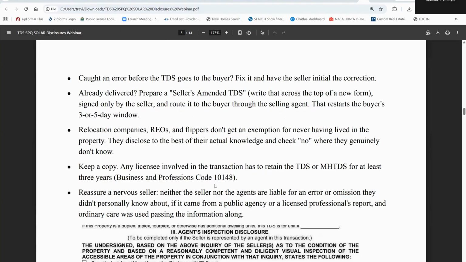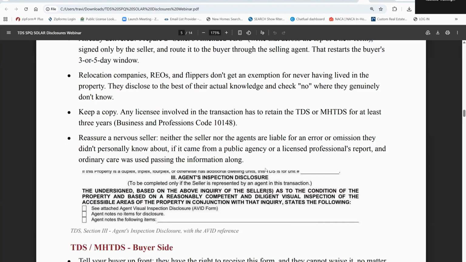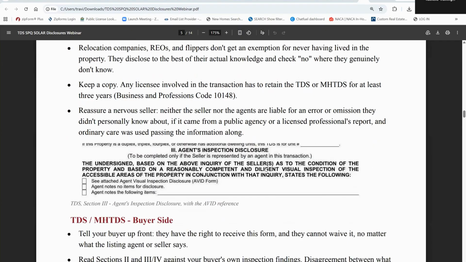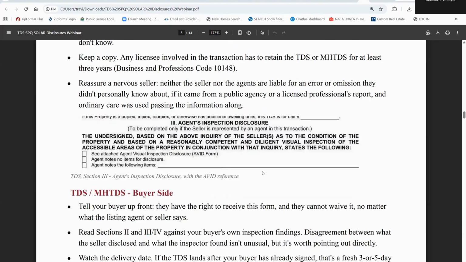Relocation companies, REOs, and flippers don't get an exemption for never having lived in the property. They disclose to the best of their actual knowledge and check "know" where they generally don't know. A lot of times you might see them cross something out. We need to make our buyers aware that this may or may not have been properly completed, and what their rights are essentially. So keep a copy.